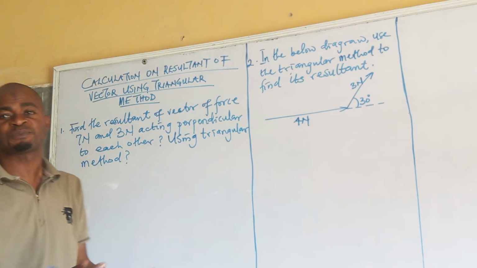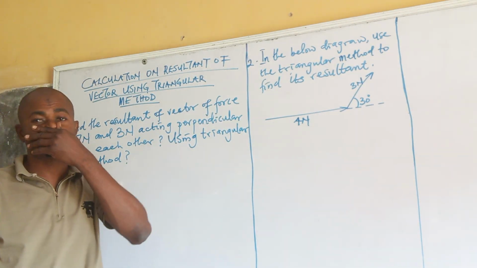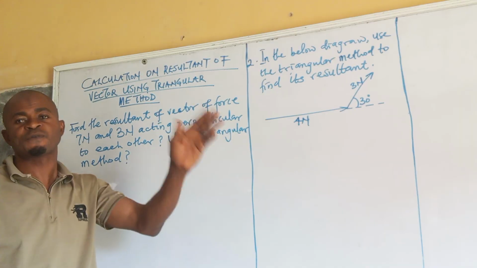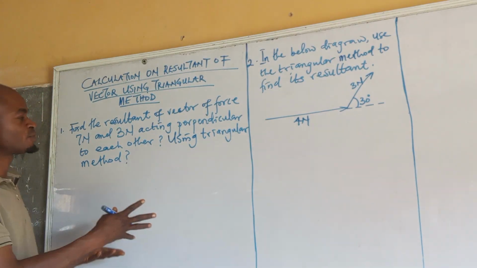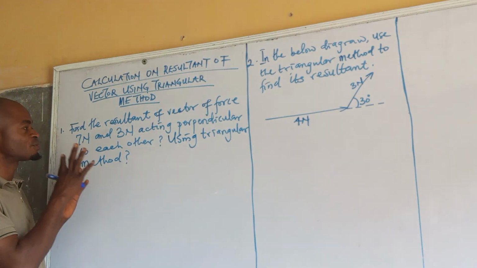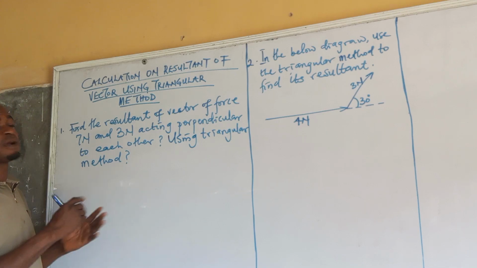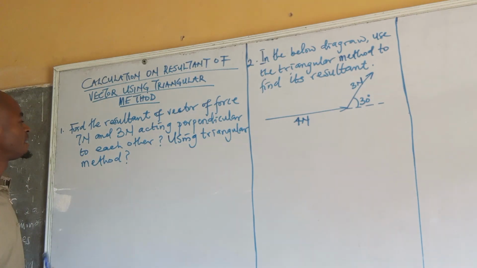Here is the example calculation of the resultant of vectors using the triangular method. Like the previous explanation concerning the resultant of a vector, today we want to solve a vector problem using the triangular method. So, without wasting much of our time, let's quickly move on.